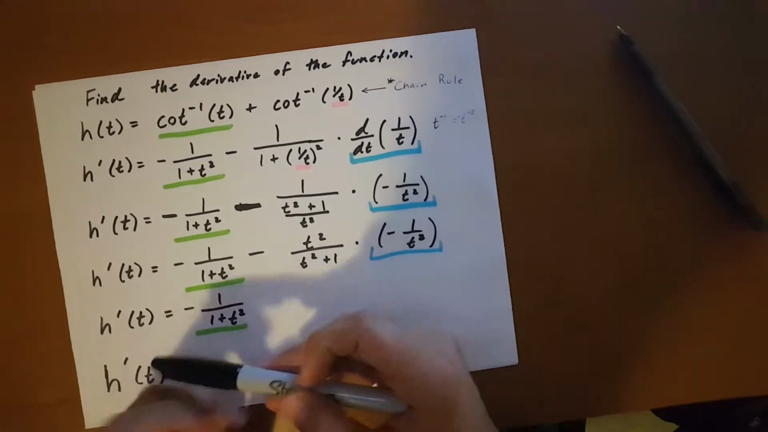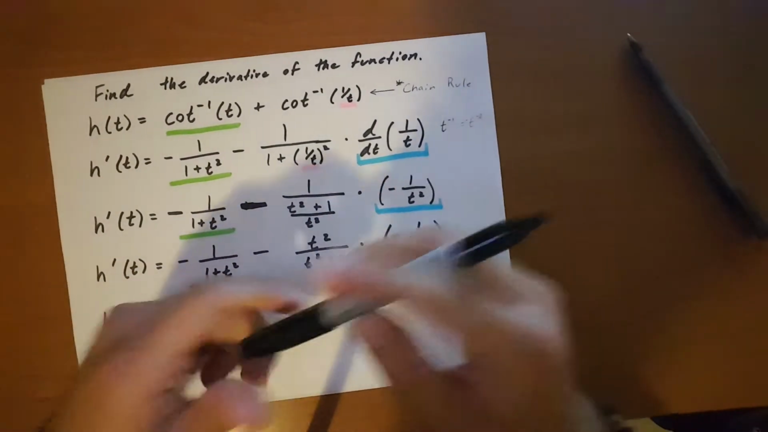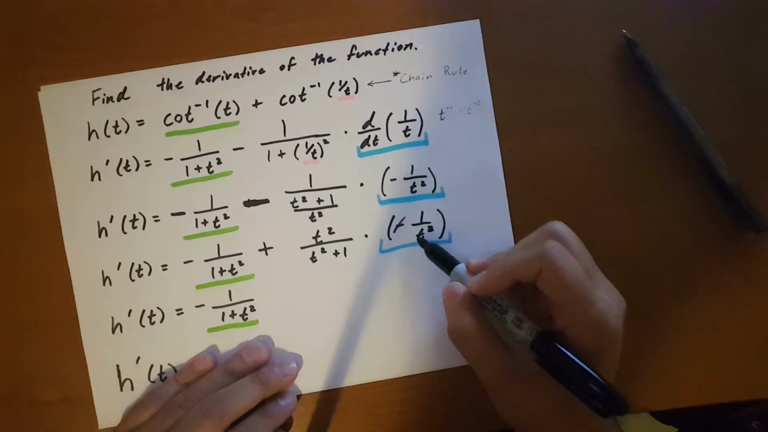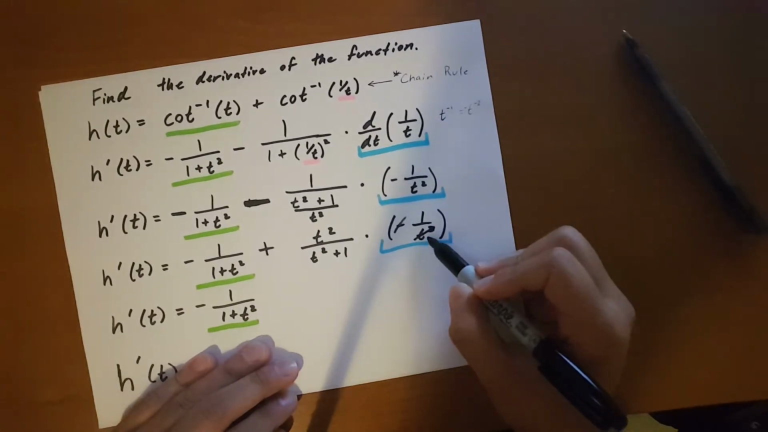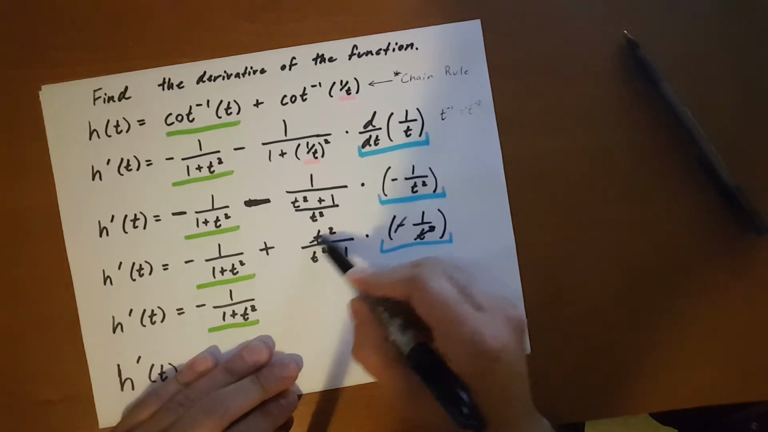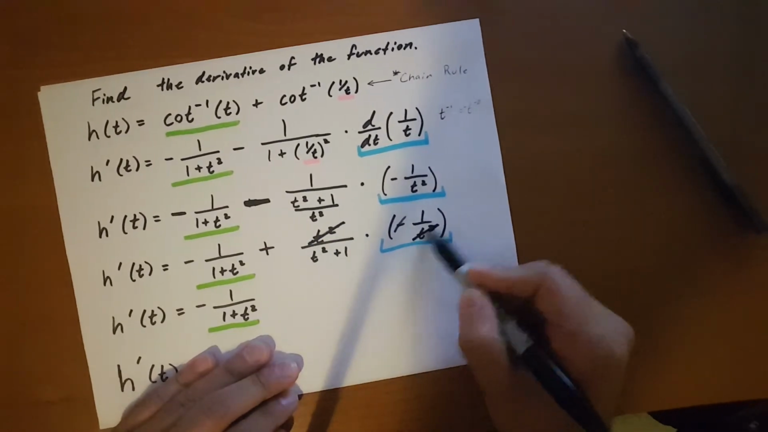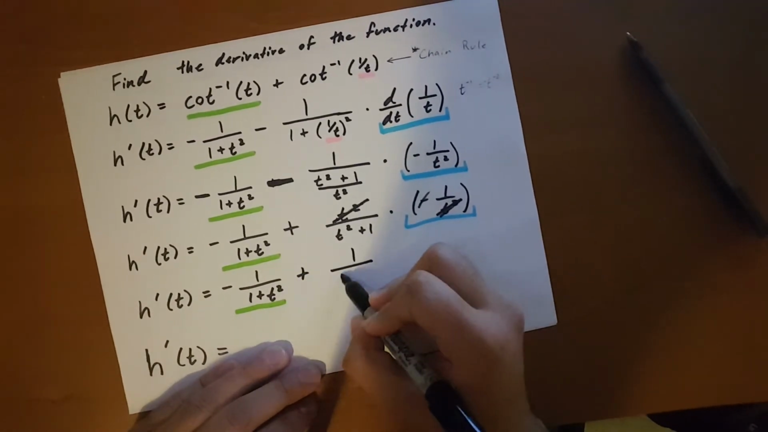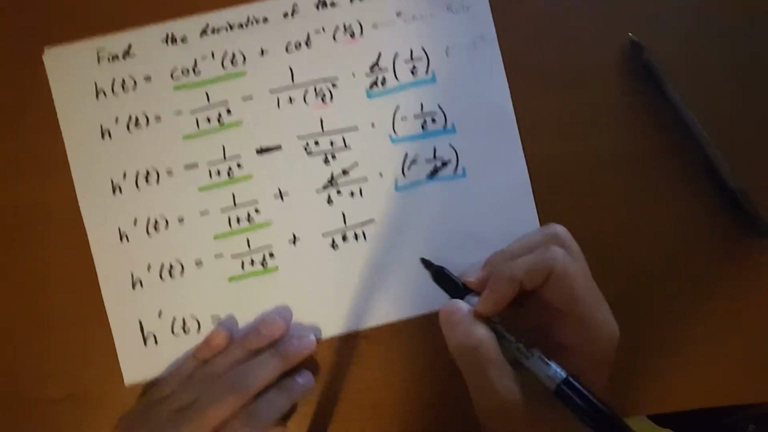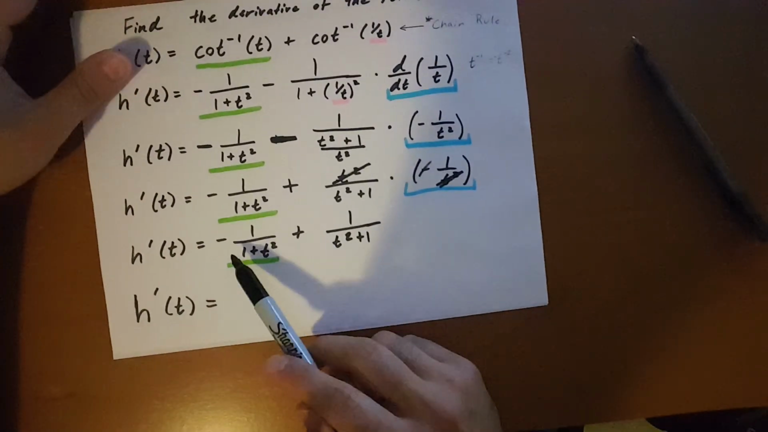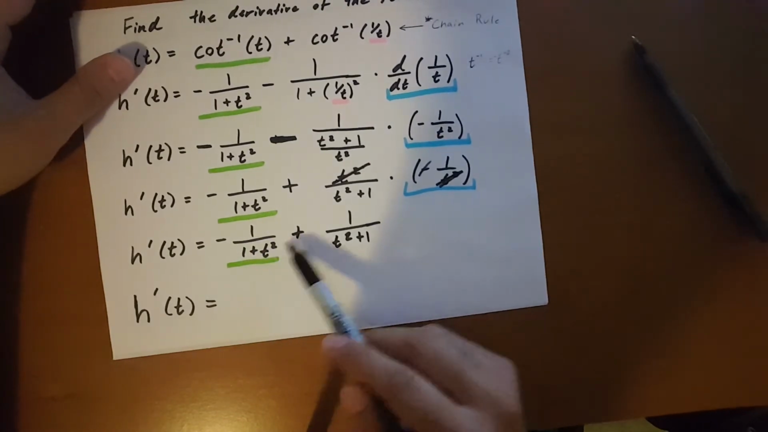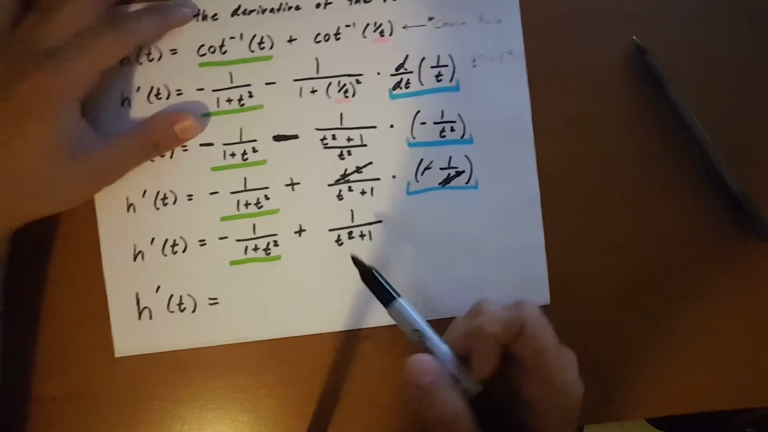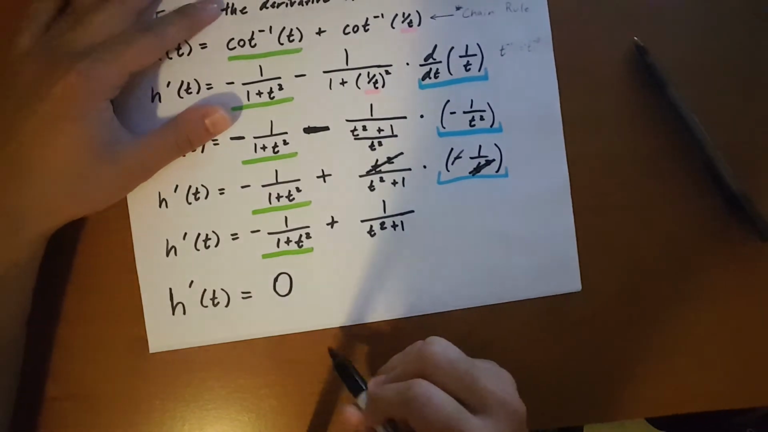So here I can see that the signs cancel, 2 negatives make a positive, and then the t squared, since this is in the denominator and this is in the numerator, these two cancel out, and then I'm left with adding 1 over t squared plus 1. So here I see I have a negative 1 over 1 plus t squared, and I'm adding 1 over t squared plus 1, which is the same exact thing. So as a result, I have a derivative equaling 0.